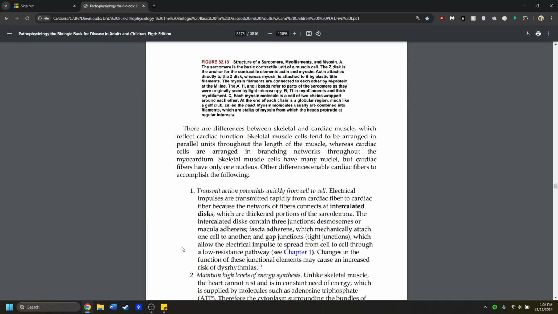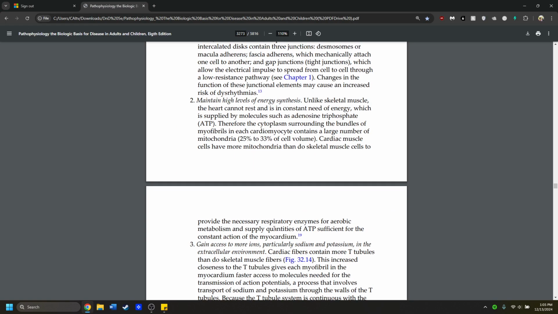There are differences between skeletal and cardiac muscle, which reflect cardiac function. Your skeletal muscle cells tend to be arranged in parallel units throughout the length of the muscle, whereas cardiac cells are arranged in branching networks throughout the myocardium. Skeletal muscle cells have many nuclei, but cardiac fibers have only one nucleus. Other differences enable cardiac fibers to accomplish the following three things.